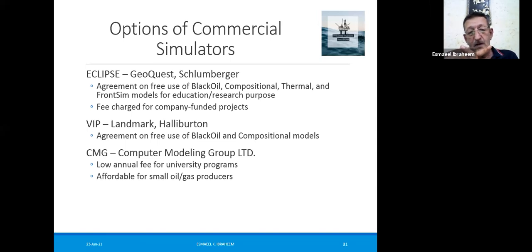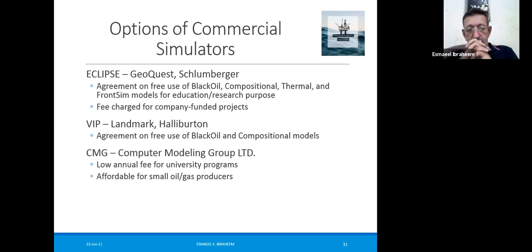Of course, a company that uses this simulator has to pay fees for using it. VIP Landmark is produced by Halliburton. There is an agreement on fee use of black oil and compositional models. If you use Landmark for black oil and compositional models, you have to pay some fees.